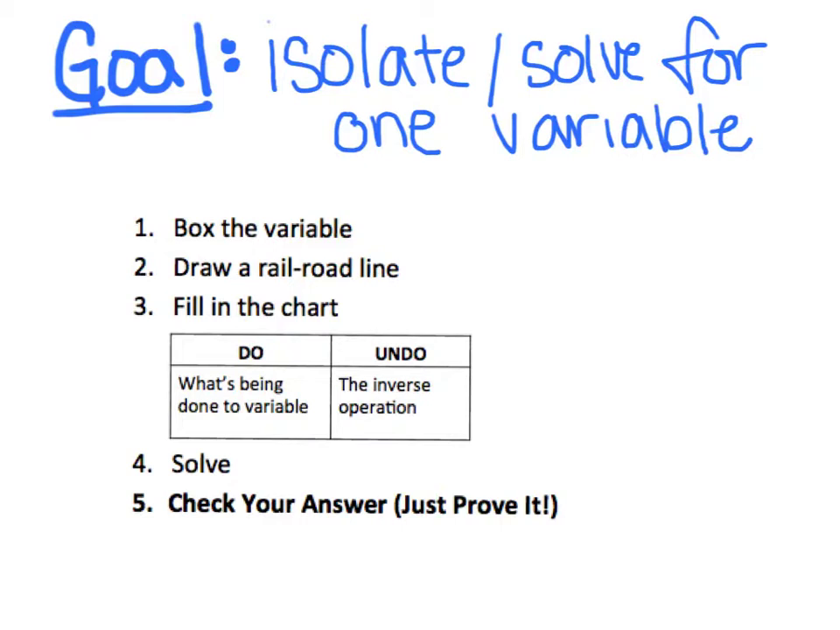Ready, pause. Alright, so the goal of solving literal equations is to isolate or solve for one variable. And we have 5 steps in order to do this. The first is to box your variable. Then you're going to draw your railroad. You're going to fill in the chart of what's being done to the variable, and then how you're going to undo it. So if what's being done is multiplication, to undo it, you're going to do division. Then you actually solve, and you can check your answer at the very end to make sure you're right.